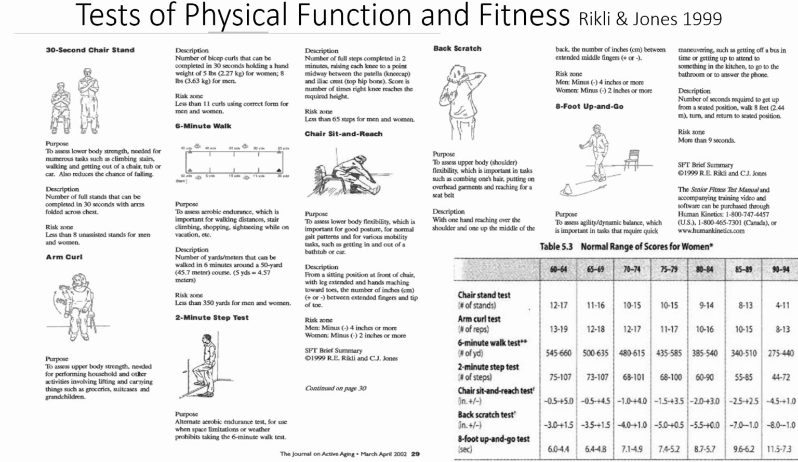Likewise, in the 8-foot up and go, she did this in 8 seconds, and that's definitely below the average scores for someone of her age. If she were to do 9 seconds or more, she'd be in the risk zone. So she's getting some very borderline scores there. She's on the cusp of being at risk there with her dynamic agility as well.